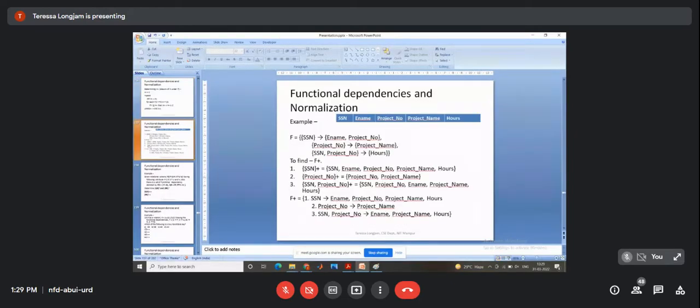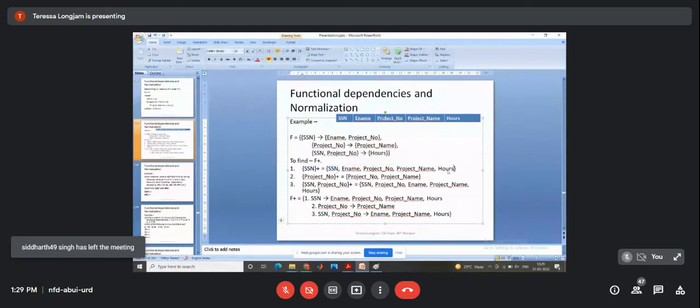Let us see. SSN, first it will be initialized and it will contain only SSN, isn't it? It will be initialized to X. So that is why we will have SSN in our X plus. Let me just remove all these things. So initially it will contain only SSN. After that, we will go through these functional dependencies one by one, and we'll check whether there is any Y determines Z where Y is a subset of X plus.